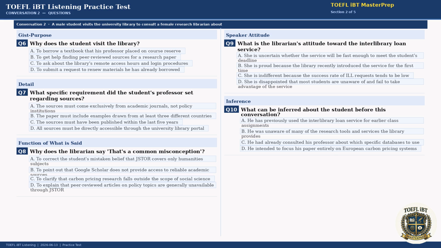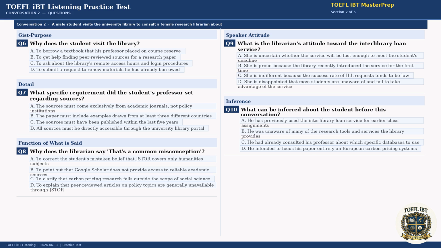Absolutely. You can submit what we call an interlibrary loan request, or ILL. The library contacts another institution that holds the article, borrows a digital copy on your behalf, and delivers it to your library account, usually within 1 to 3 business days. You just fill out the request form on the library website.